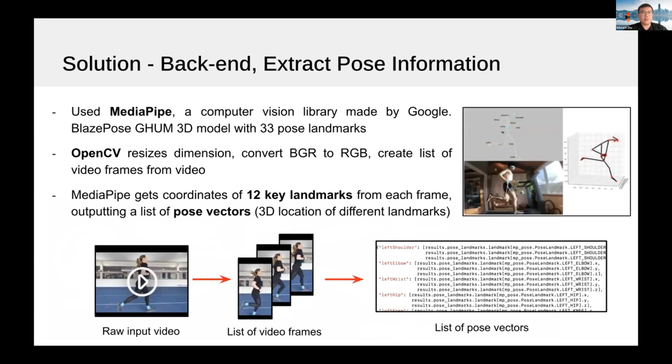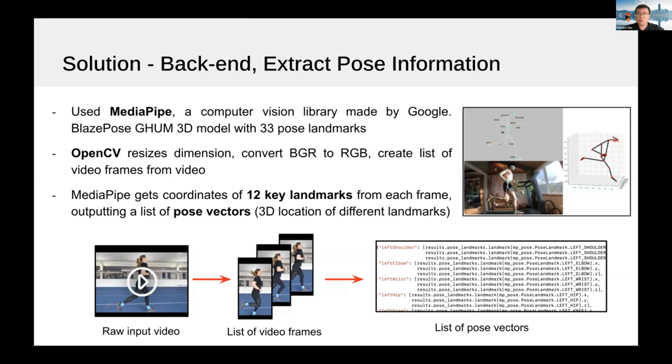Onto the backend. All the backend is written in the Python programming language, and it's held on an Amazon Web Services cloud server. In this work, we use MediaPipe, which is a cross-platform computer vision library that was developed by Google. More specifically, we used the BlazePose GHUM 3D model. This model is able to identify the 3D location of 33 pose landmarks with high accuracy. In this work, however, we only use 12 of the landmarks because we're excluding some of the points which aren't necessary.